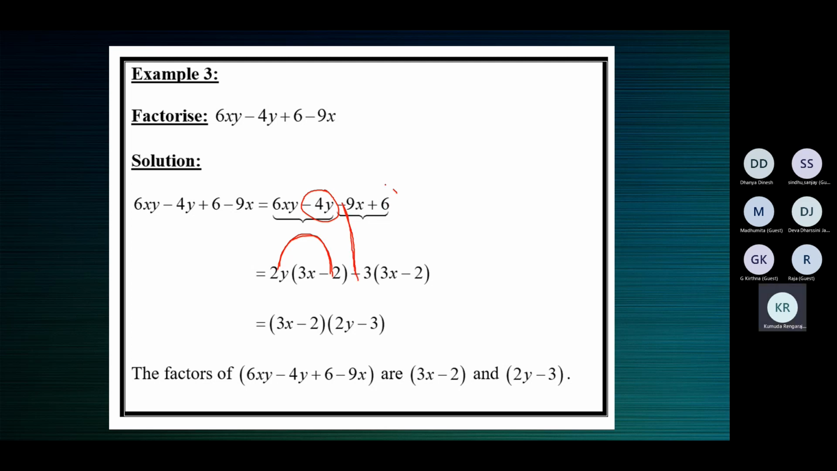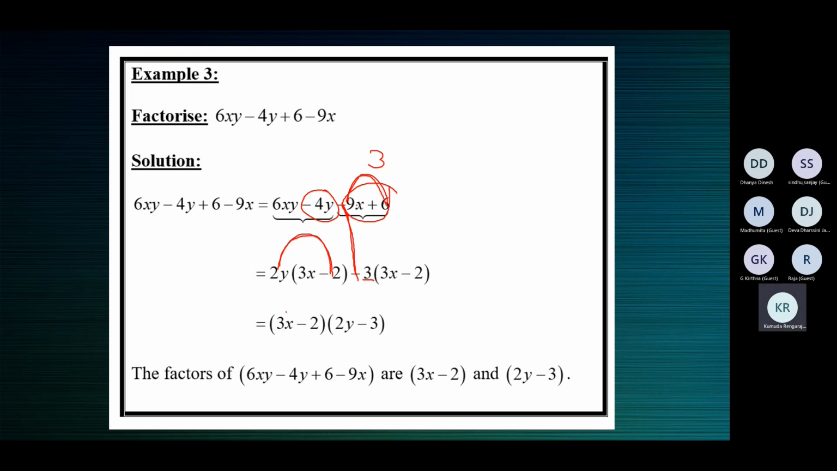Now again find the HCF of 9x and 6. What is the HCF of 9x and 6? Just 3, because the HCF of 9 and 6 is 3. There is no x factor in the 6, so leave it. So you should take a 3 outside.